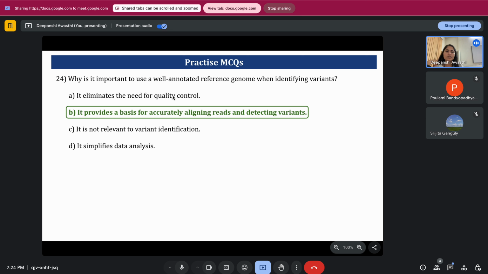It does not eliminate the need for quality control, so this is also not the right option. It is relevant for variant identification if our reference is properly annotated. And it simplifies data analysis? It can simplify the process of annotating or aligning, but data analysis is another thing, we still have to analyze that data. To some extent this is a bit confusing, but the main answer is option B.